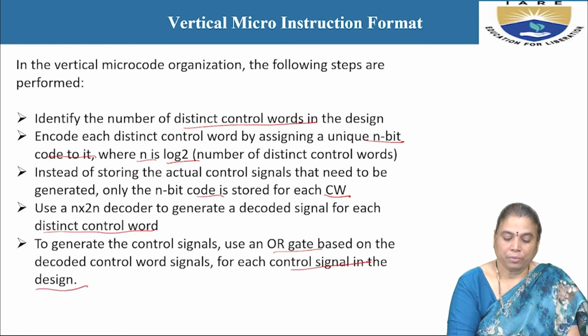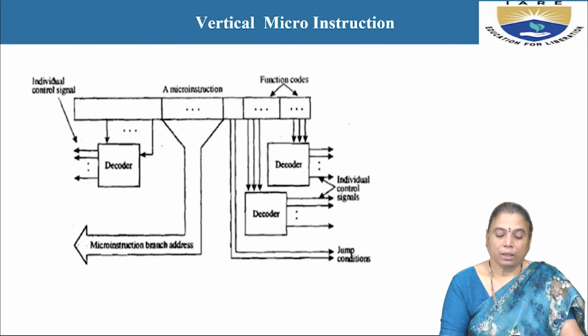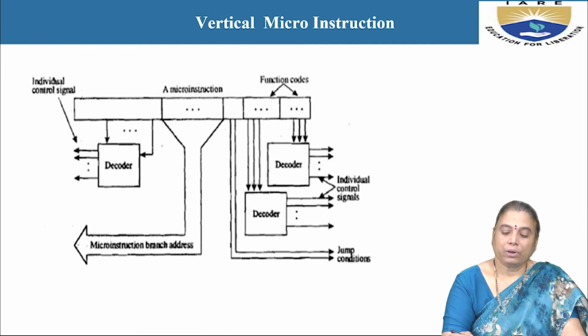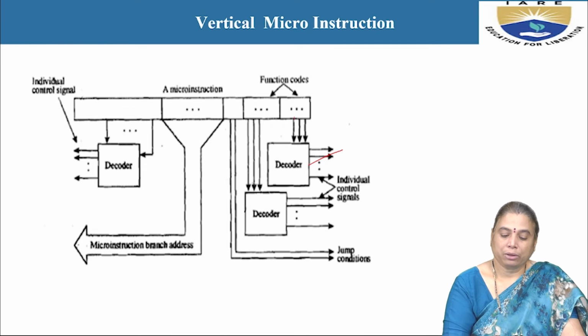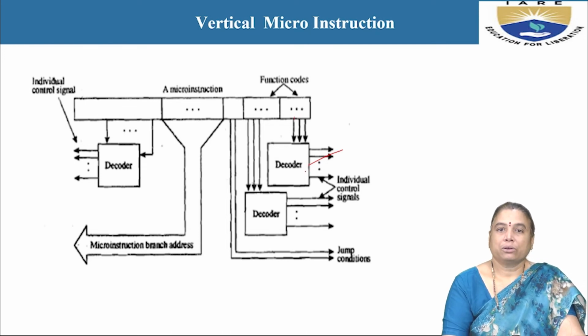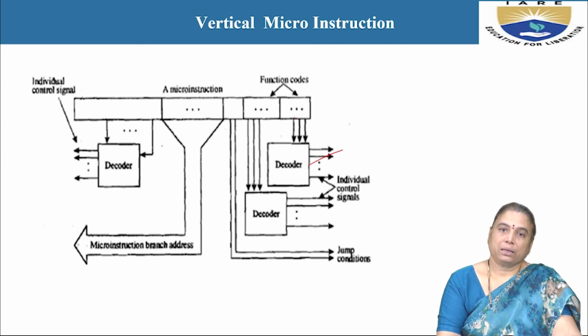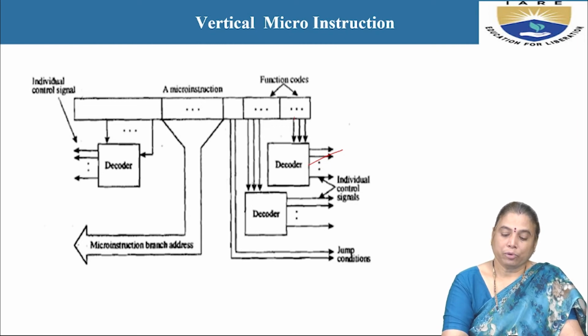So how is the vertical micro instruction executed? First we have to identify how many distinct instructions are there. For those instructions we have to use the decoder to decode the instruction code in order to perform the micro operations. But in horizontal micro instructions, one signal is one control word bit. In the case of vertical micro instruction, the size can be reduced by identifying and grouping the distinct micro instructions and using a decoder in order to get the micro operation.